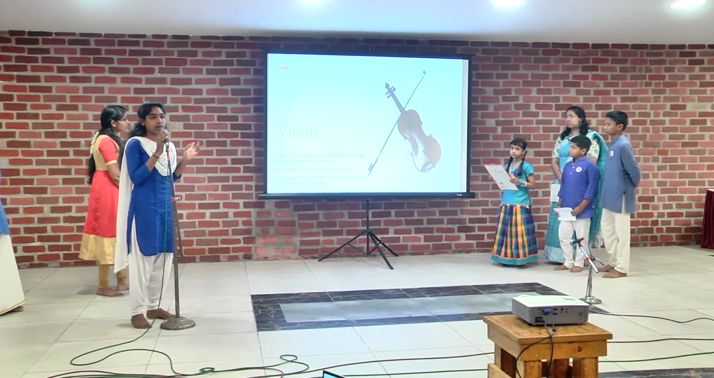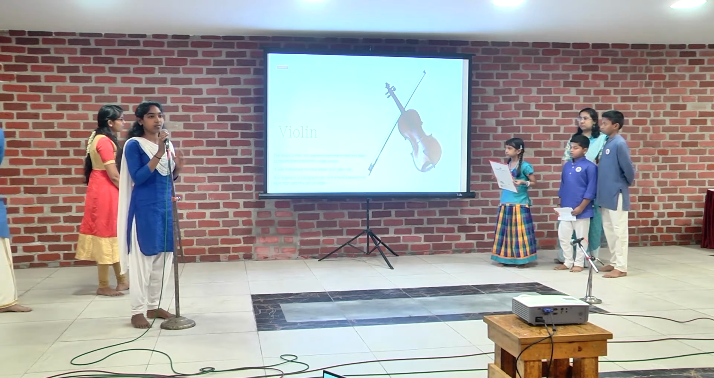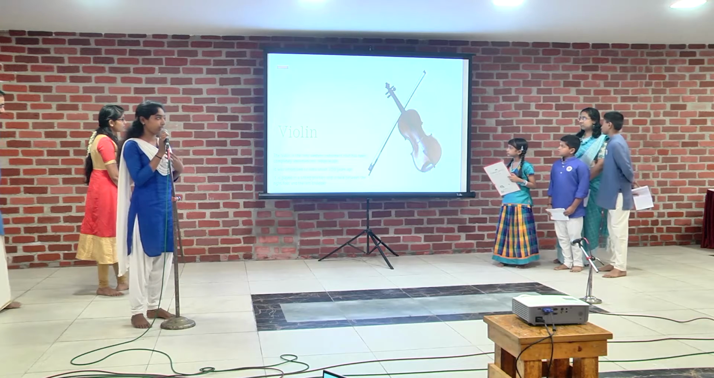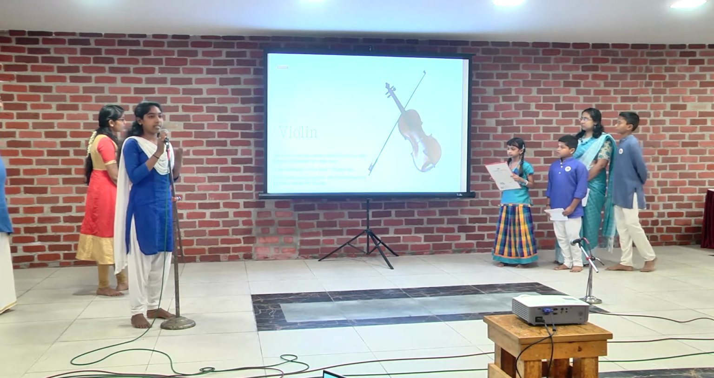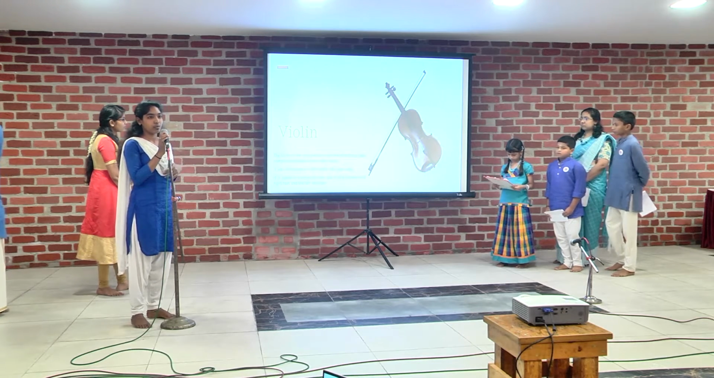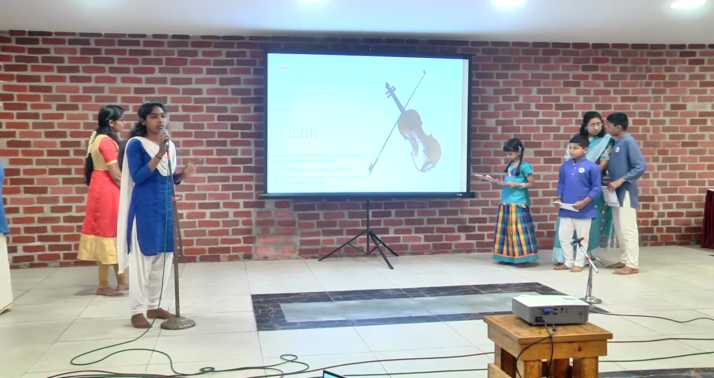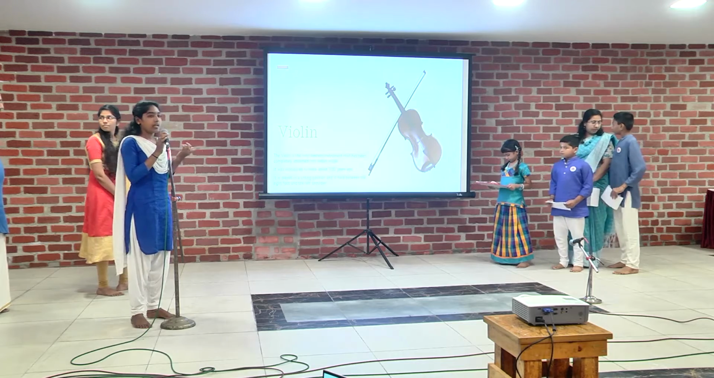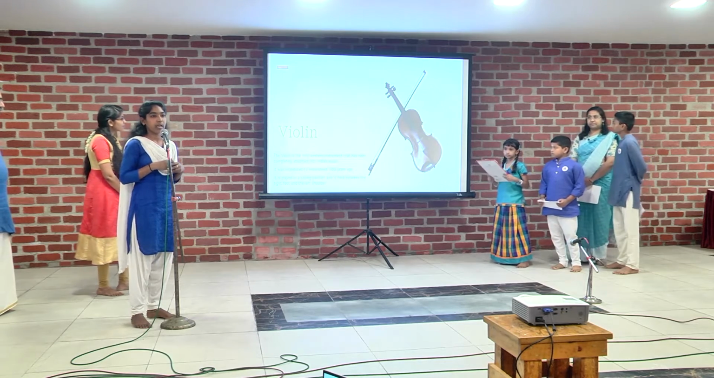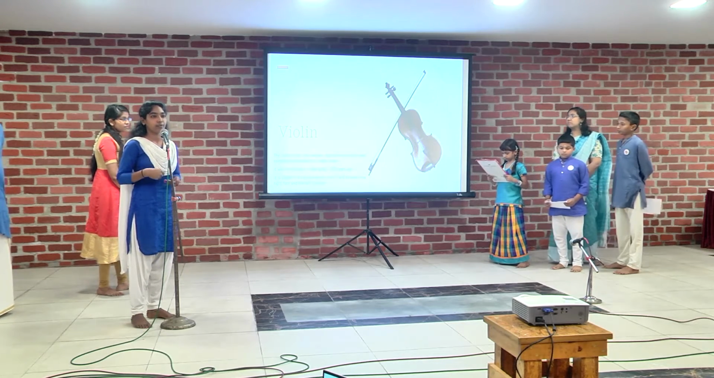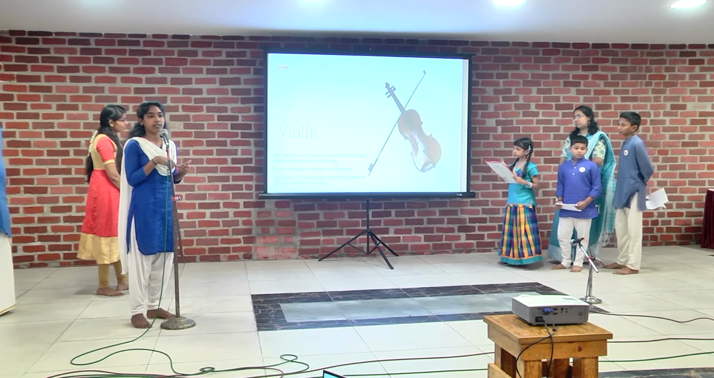And lastly the violin. We all know this and can easily identify it. Violin is the Western instrument used in Indian music. About 300 years ago it was introduced in India. It is played in a sitting position and held between the right foot and the left shoulder.